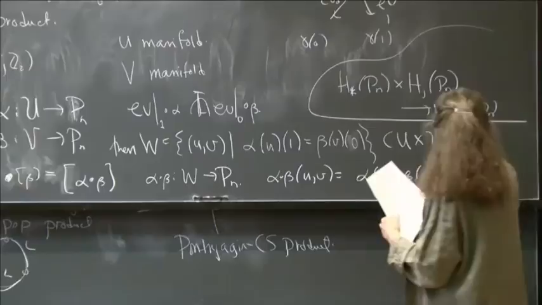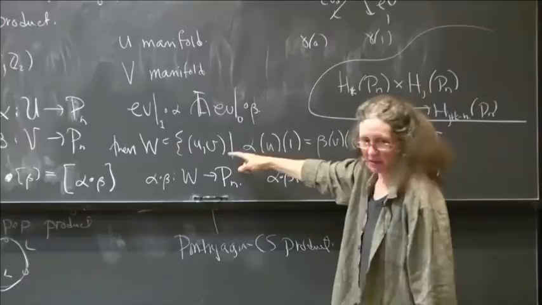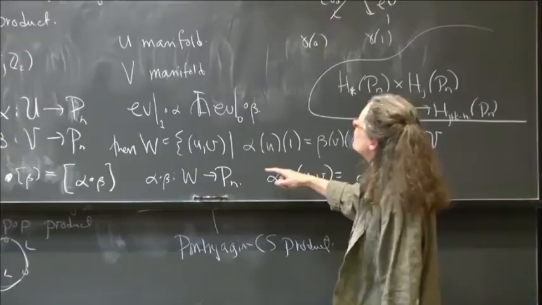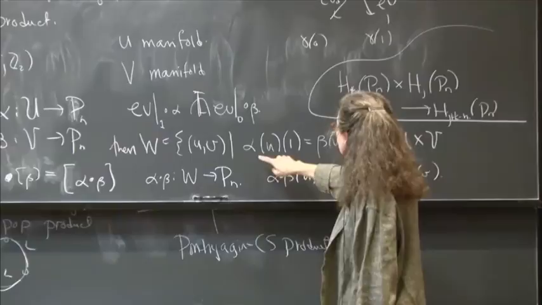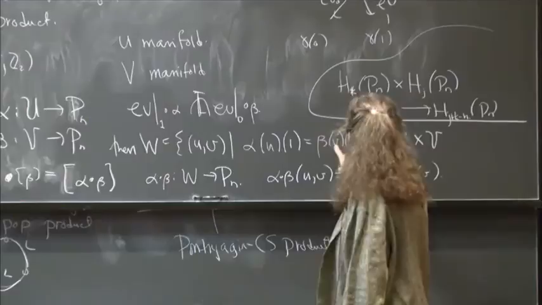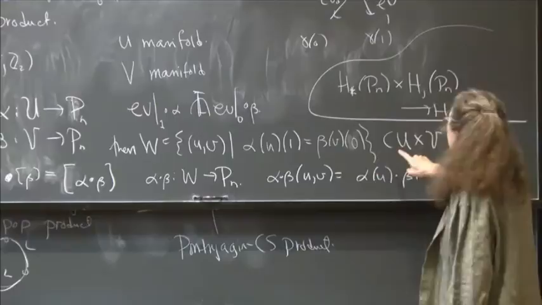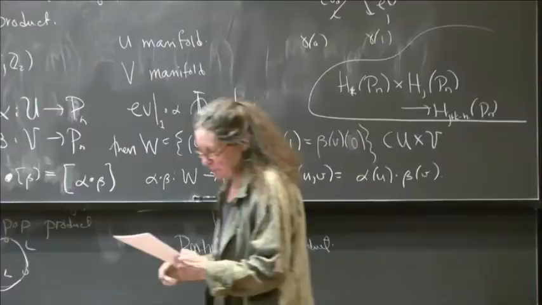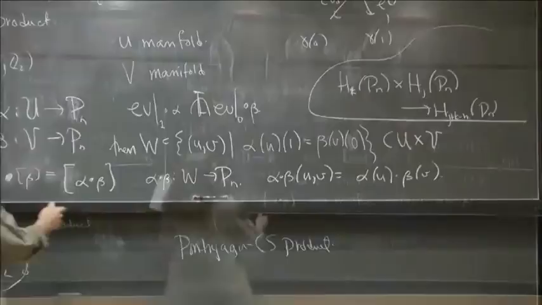because of this intersection condition. It's this transverse intersection inside. We're assuming that alpha of u at 1 and beta of v at 0 are both inside RPN, so it's an n-dimensional manifold. That's where we have minus n. So this is the intersection condition. It gives you the minus n. Okay, so that's the definition of the product.